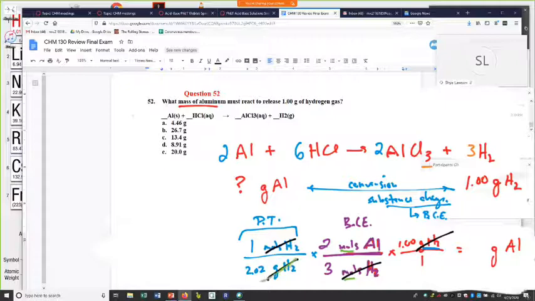Do it this way, slightly different colors. The unit we'd be left with would be moles of aluminum. I don't want moles of aluminum, I want grams of aluminum. So I need to do another conversion. Moles of aluminum needs to be in the denominator. Grams of aluminum needs to appear in the numerator.